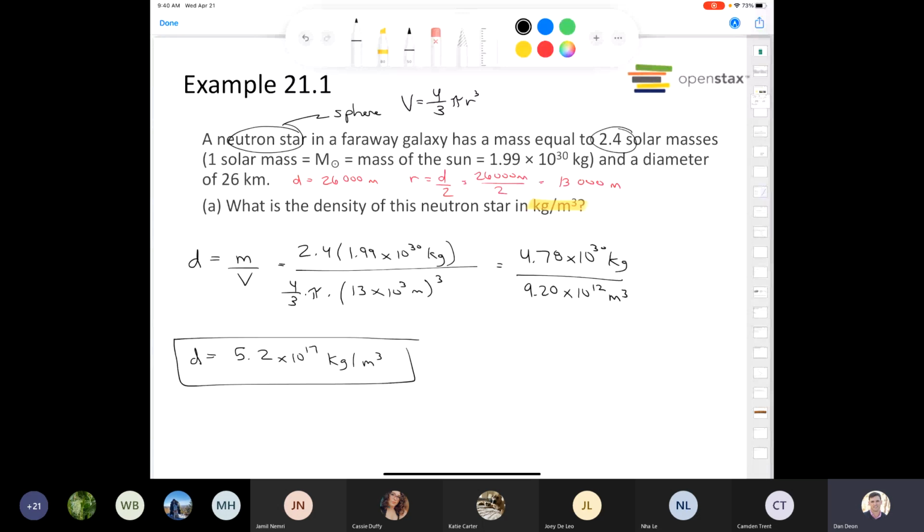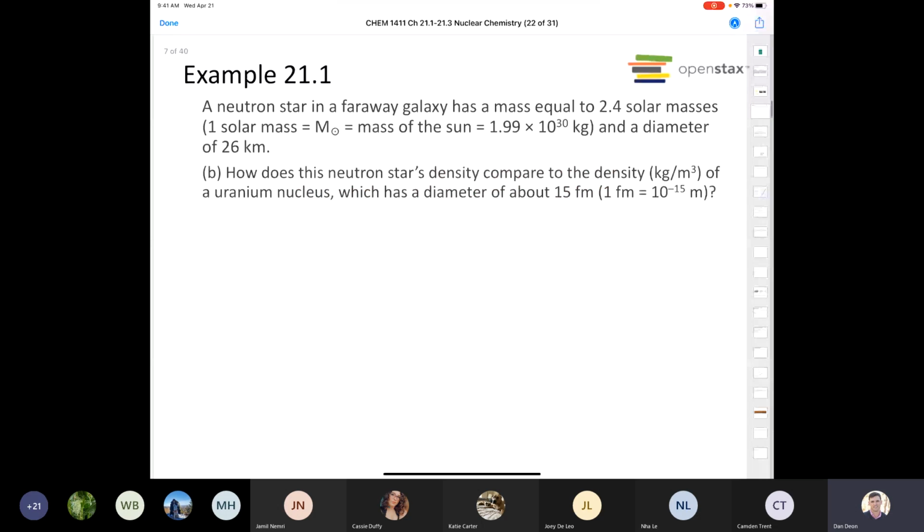Well, in the second part here we're going to compare the density of a neutron star to the density of a uranium nucleus. Uranium is element number 92. If you look at your periodic table, it's found way down in the actinides. It asks how the neutron star's density compares to the density of a uranium nucleus, which has a diameter of about 15 femtometers, and it tells you how much a femtometer is. Well, let's do it here.